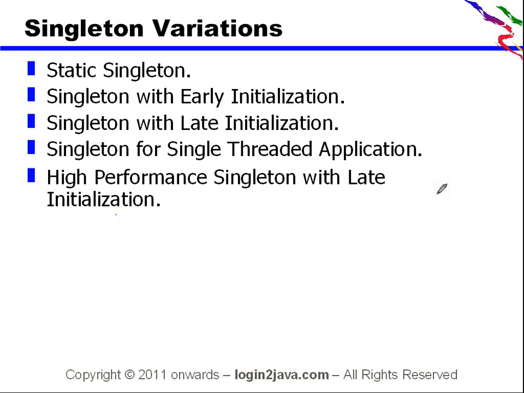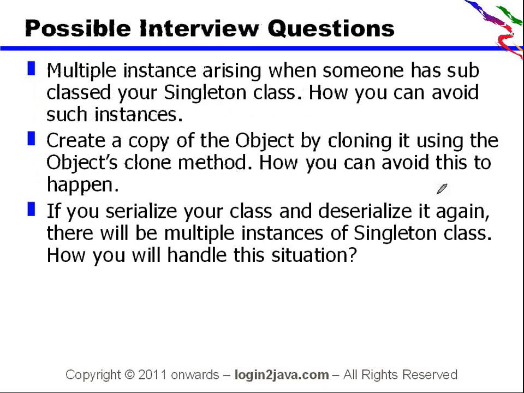Let's discuss a few of the possible interview questions on this. One is multiple instances arising when someone has subclassed your singleton class. How can you avoid such instances? Anybody can inherit your singleton class, like my application context. So what you can do is put the final keyword in the class declaration. It will not allow you to create subclasses.